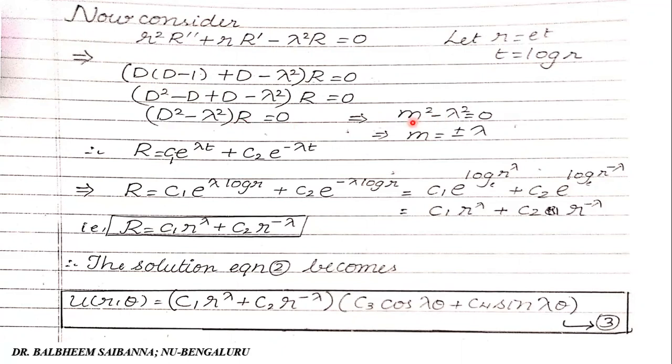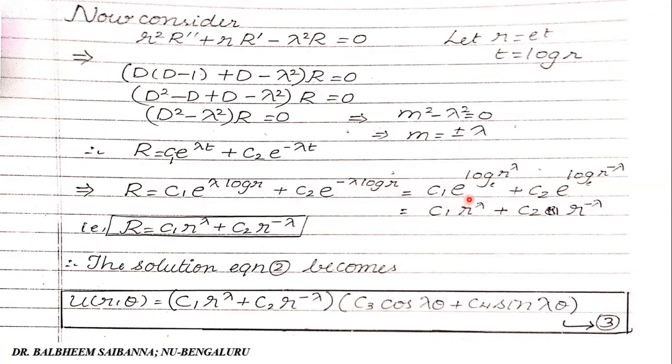The auxiliary equation is written as m squared minus lambda squared is equal to 0, m is equal to plus or minus lambda. Here the roots are real and distinct. Then we know very well how we can write the solution: R is equal to C1 e to the power of lambda t plus C2 e to the power of minus lambda t. Then substitute here t is equal to log r: C1 e to the power of lambda log r plus C2 e to the power of minus lambda log r.